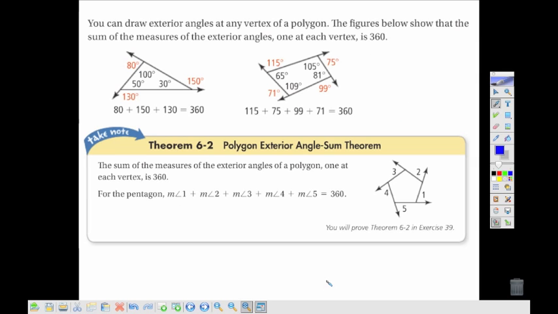The next theorem is the exterior angle theorem. The interesting thing about this one is no matter how many sides you have, if you have an exterior angle and you add all these exterior angles together, they're always going to add to 360.